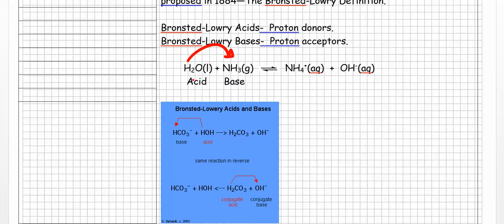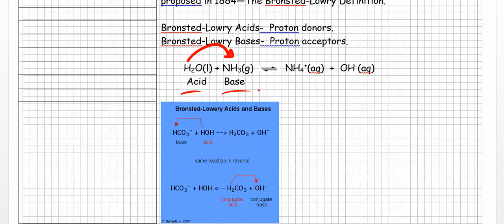And what does the Bronsted-Lowry definition say about Bronsted-Lowry acids? They're proton donors. Well, if water gave up a proton, then ammonia accepted it. So proton acceptors are bases. So in this case, in this equilibrium, the acid is the water and the base is the ammonia.